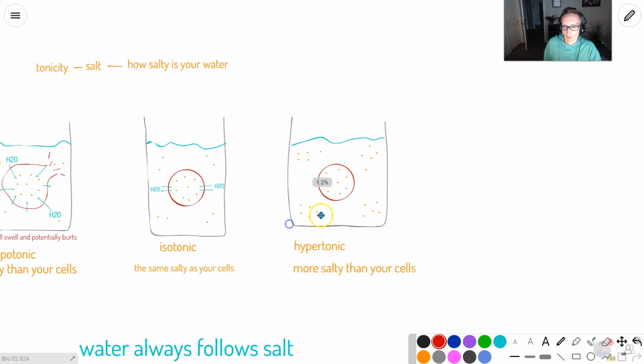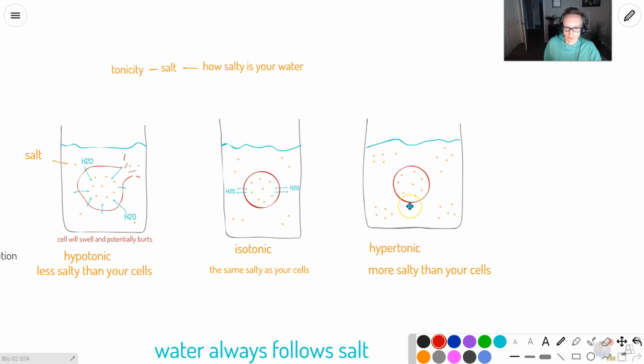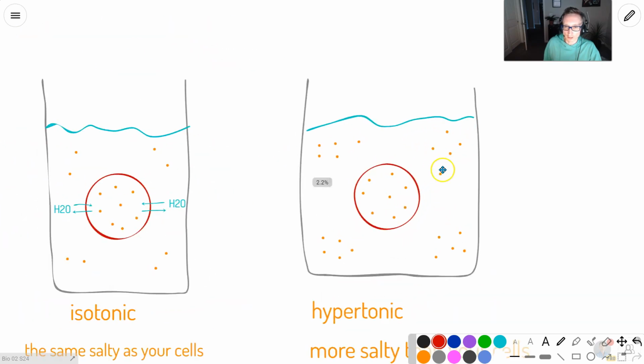Okay? So then what do you think happens in a hypertonic solution? There's way more salt out here, so water is going to end up leaving the cell because it wants to follow salt. Water would much rather hang out there than go into the cell. So what's going to happen here is the cell is actually going to shrivel up. It's going to get smaller.